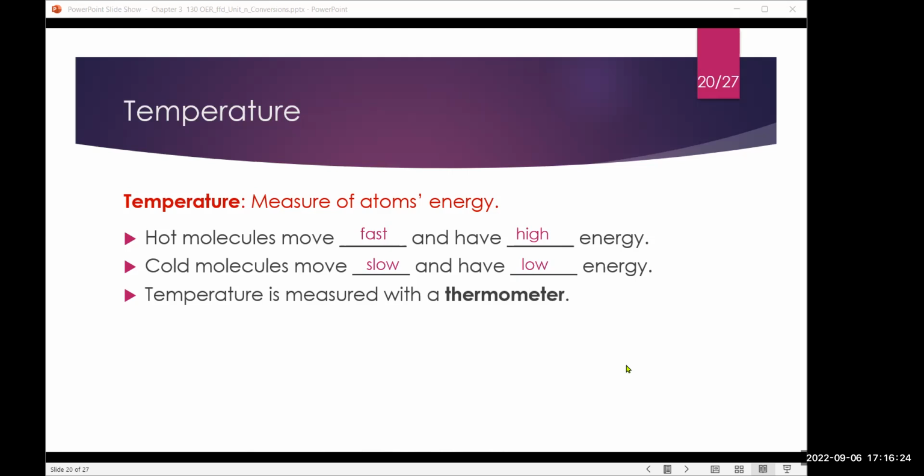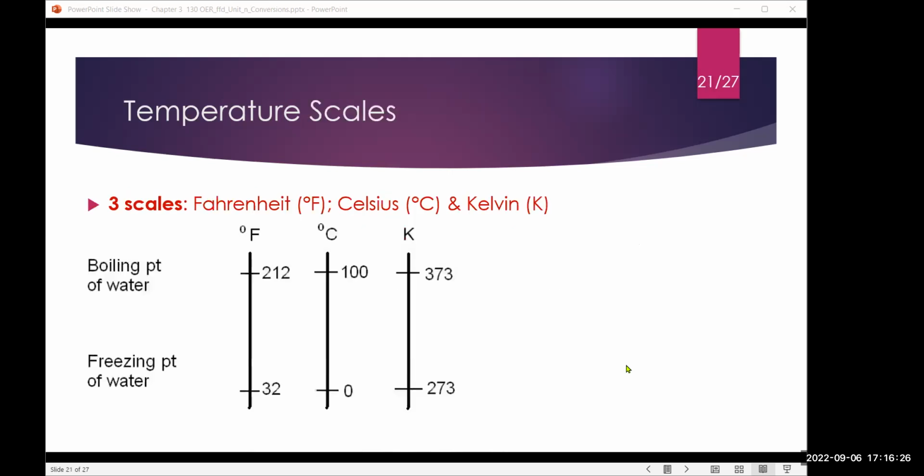Temperature, obviously, we measure with the thermometer. Okay, and we have 3 scales. The scale that we all tend to live in with respect to temperature is Fahrenheit. That is the English unit. And then we have Celsius, and then we have a new unit that we introduce here, that you may not be familiar with. We call that Kelvin, named after a British scientist, Lord Kelvin.